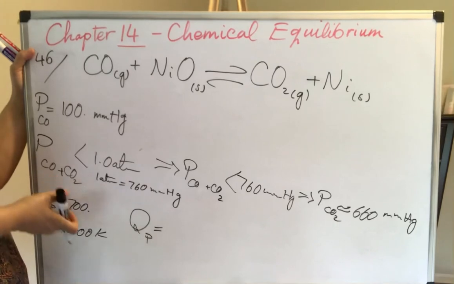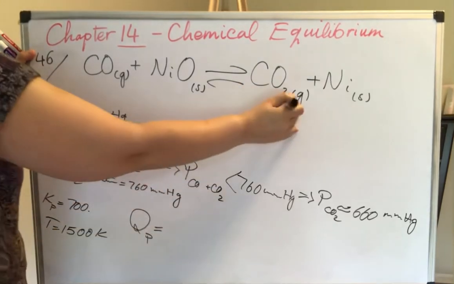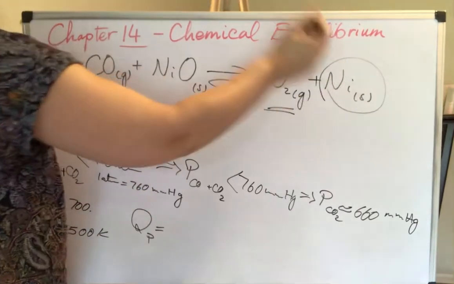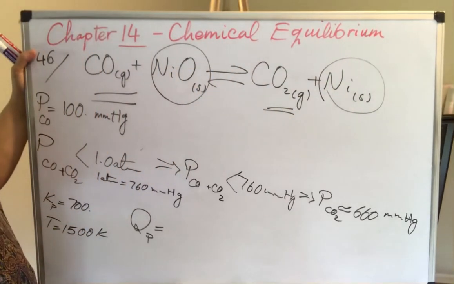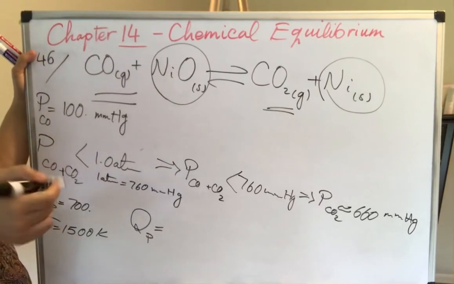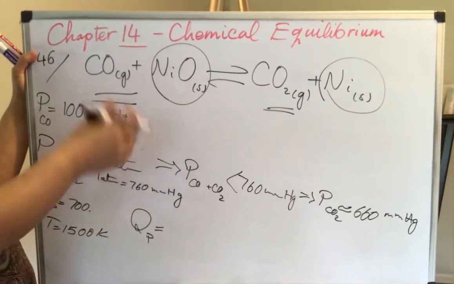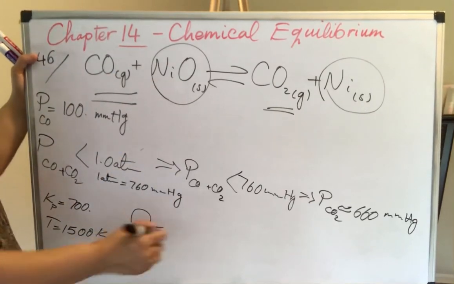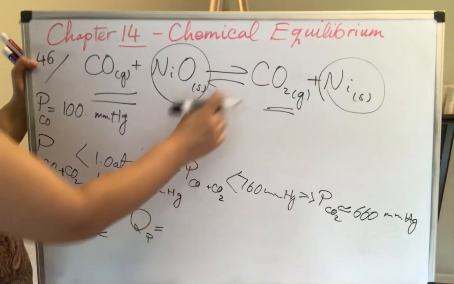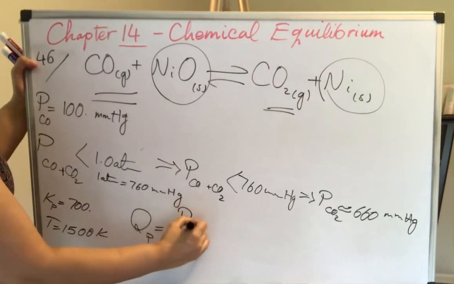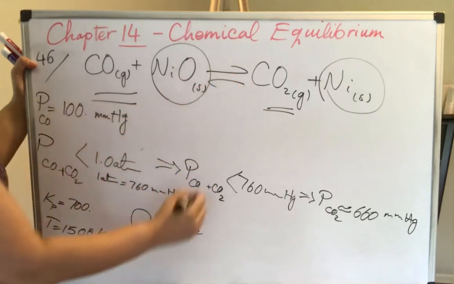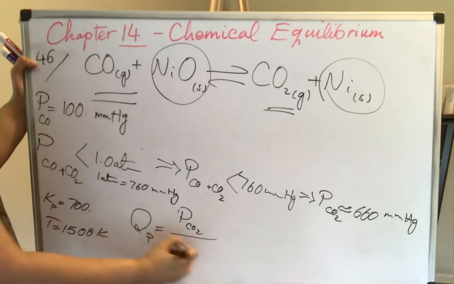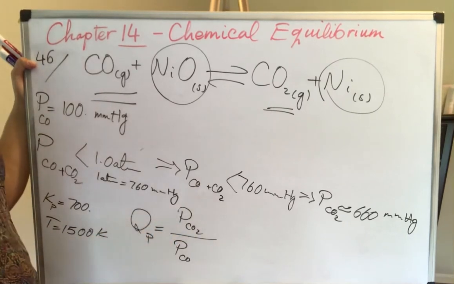Here Kp is given, so let's work on Qp since you have two gaseous components. You remember we do not write any concentrations or pressures for solids, because solids, first of all, don't have a pressure, and if you want to work with concentrations, it will be equal to 1. So Kp is going to be written as the pressure of carbon dioxide. There is no coefficient, so the exponent is 1.